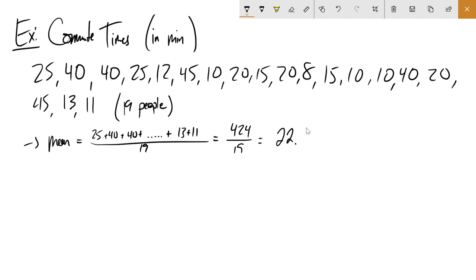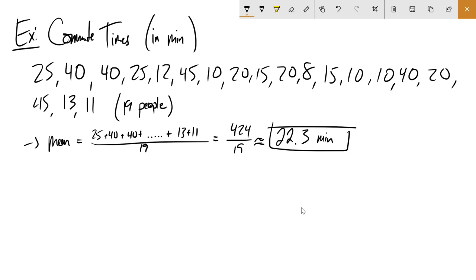22 point, say 3. We'll round to the nearest tenth. So approximately, technically. So just add them all up, you divide. And the average gives you a sense of how long people commute overall. On average, we commute 22.3 minutes as the students in this class.